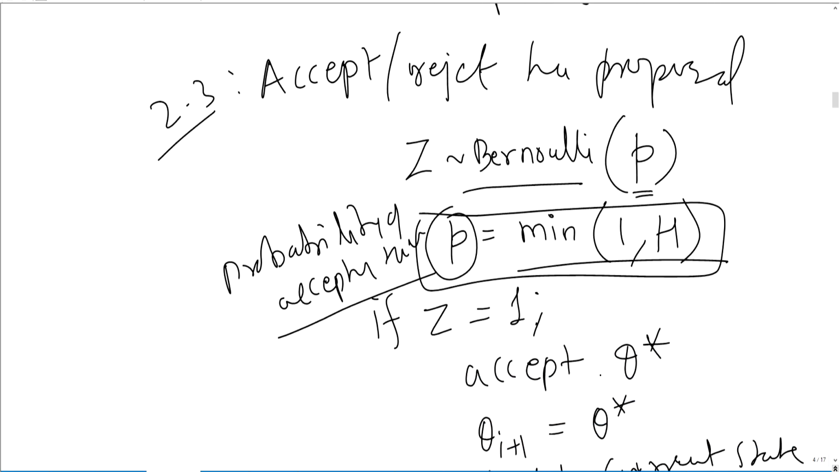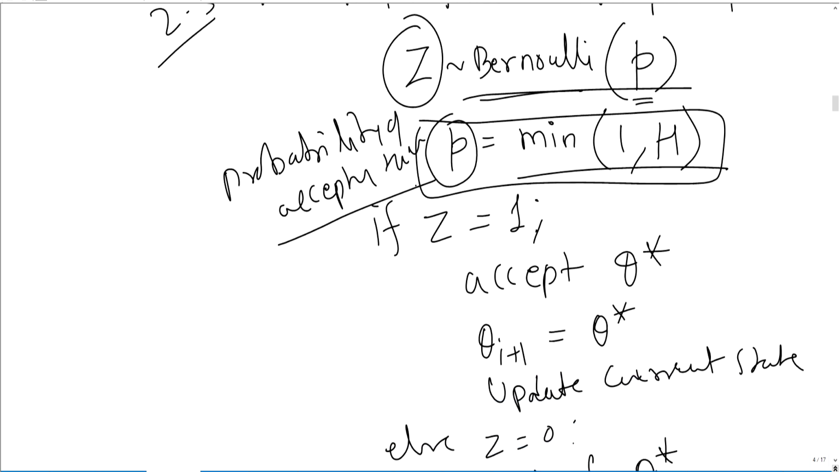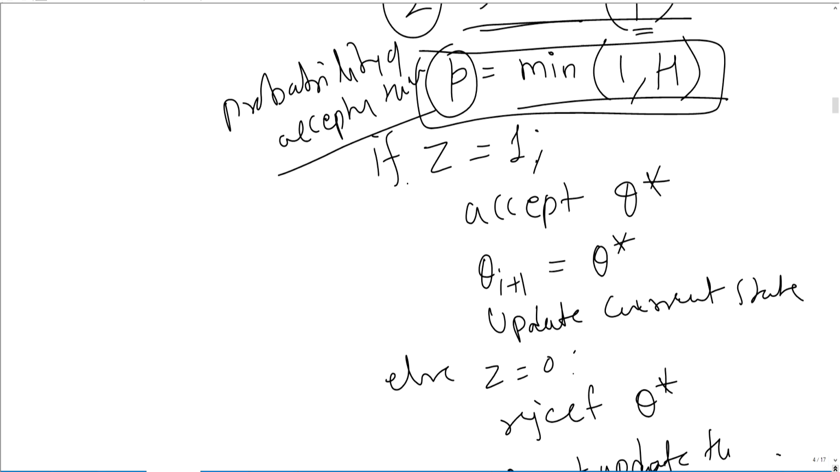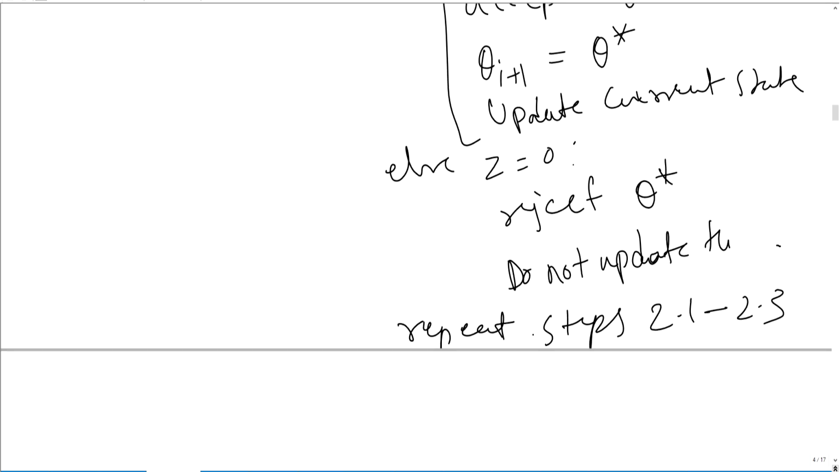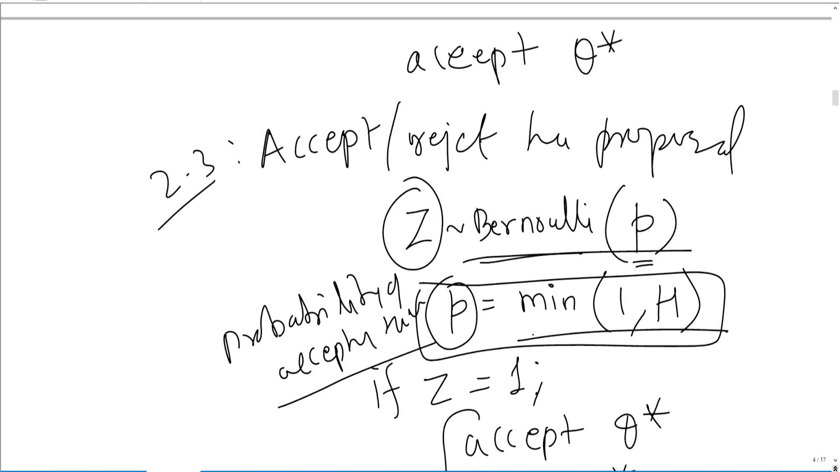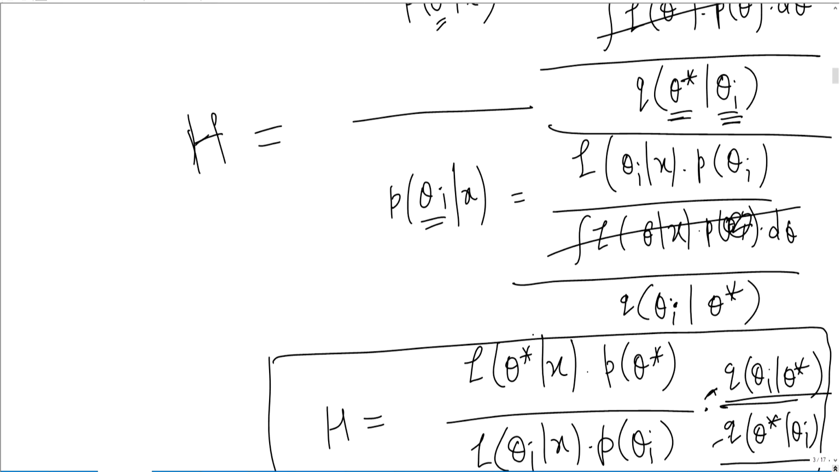So, we generate our decision criterion from a Bernoulli distribution. If p is 1, this will always generate 1. If p is less than 1, it would sometimes generate 1. If it generates 1, if our decision criterion is satisfied, then we accept theta star as a new sample for the posterior, and we update the current state of the chain. Okay. So, this is how the Metropolis-Hastings algorithm works.